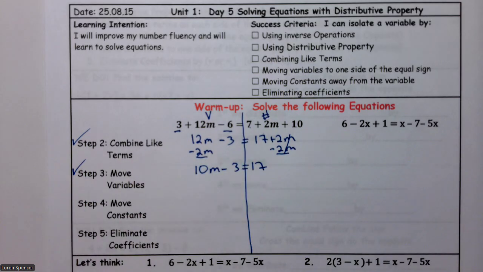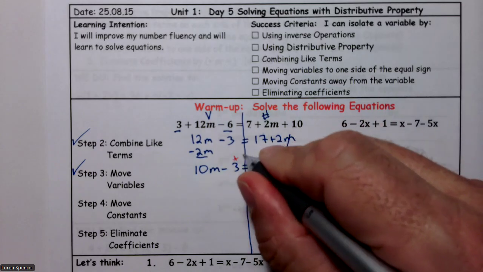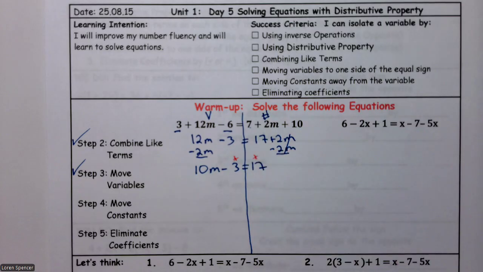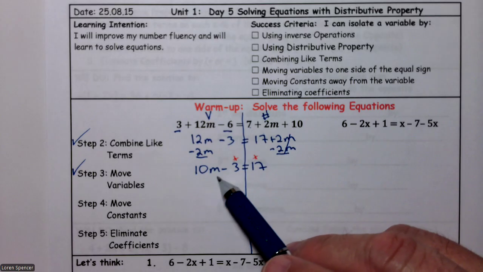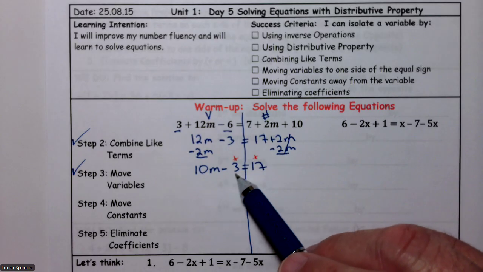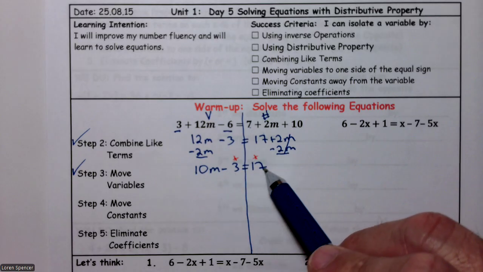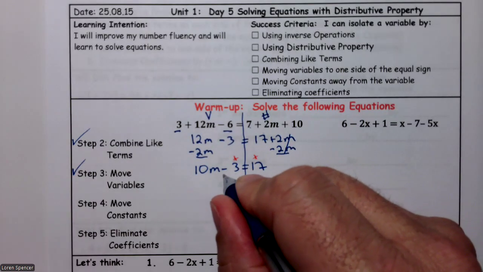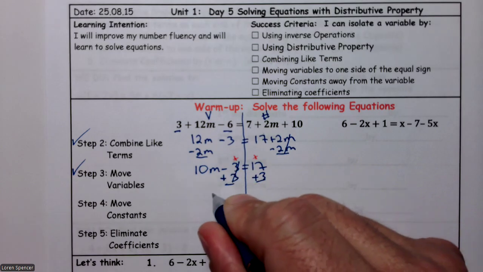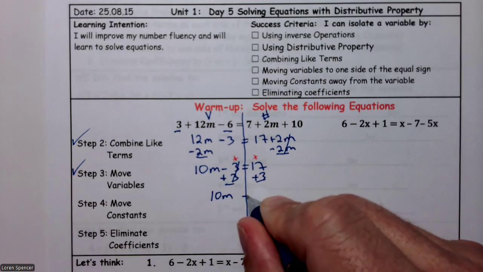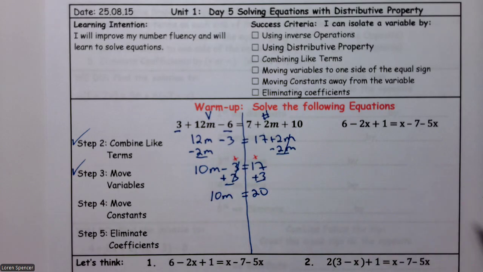The next thing we need to do is move the constants. So we need to identify our constants, and our constants are 3 and 17. Remember, the goal is to isolate the variable. So we need to move everything away from the variable. So I need to move this 3 to the other side. And what we do to one side, we have to do to the other side. So we're going to add 3 to both sides. This becomes 10m equals 20. Okay, so we've now moved the constants.